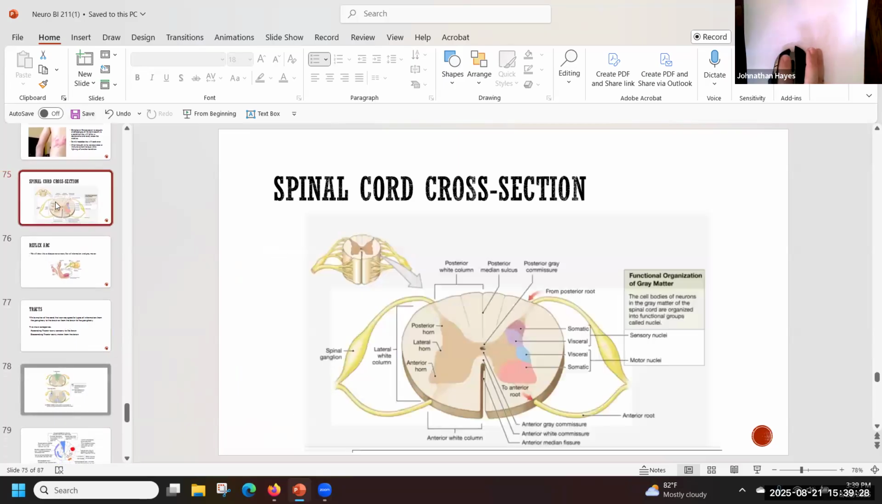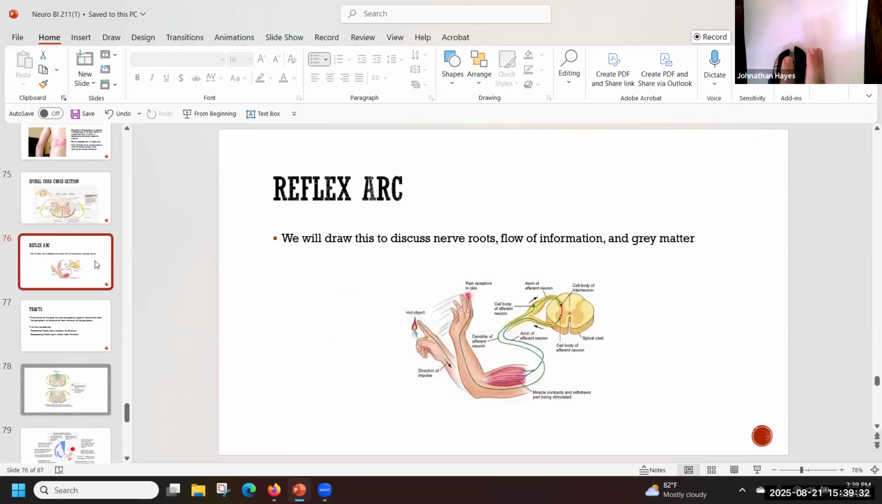I don't think anybody's going to have difficulty with spinal cord cross section again. Reflex arcs. Again, reflex arcs are just good at showing interconnections between CNS and PNS. And your cord is part of the CNS.